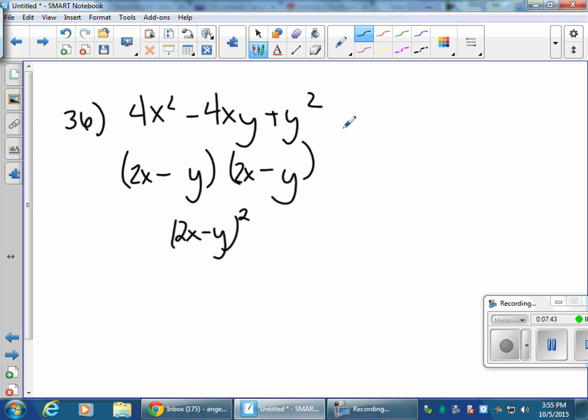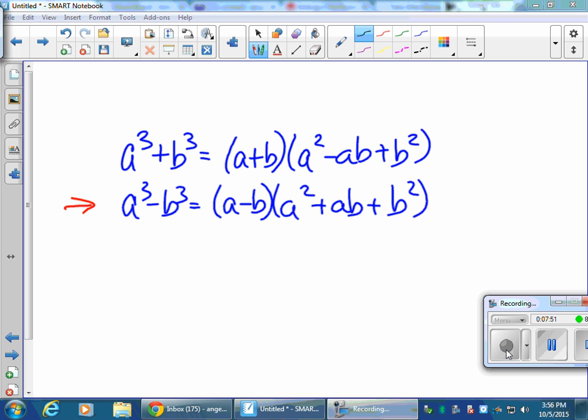And 39 is where we start factoring the sum or difference of cubes. Let me go back to those rules that we had today. All right, these are the rules for sum and difference of cubes. If it's a cubed plus b cubed, it's a plus b times a squared minus ab plus b squared. If it's a cubed minus b cubed, it's a minus b times a squared plus ab plus b squared.